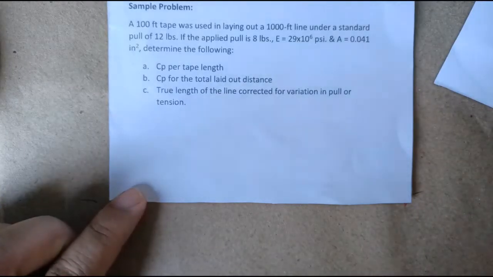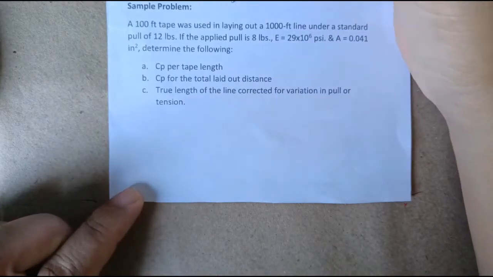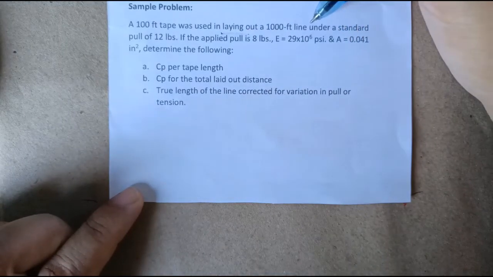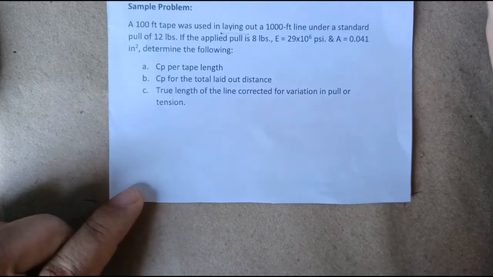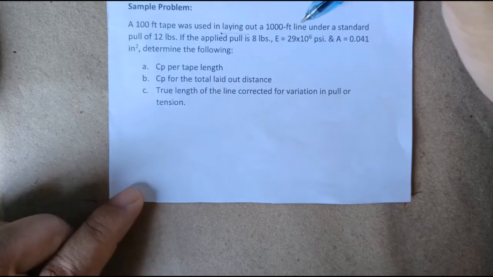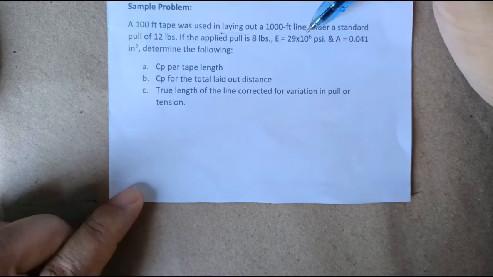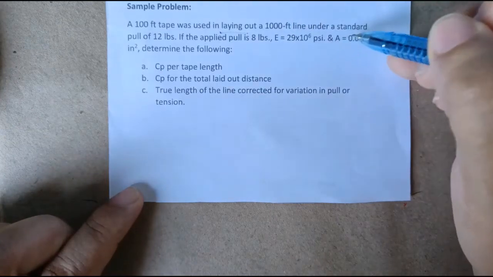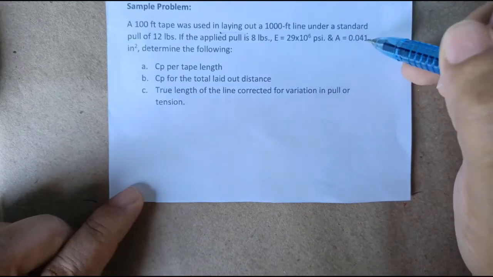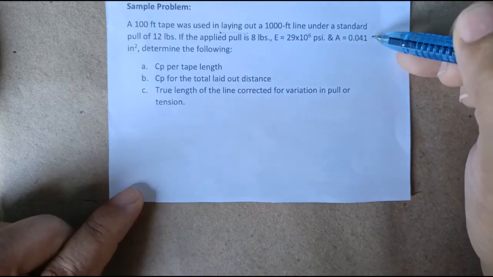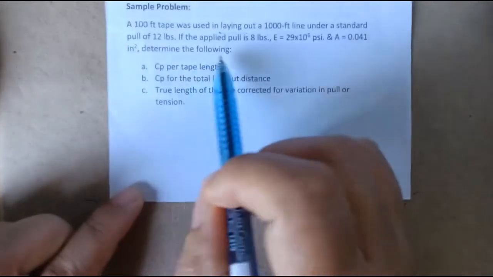Okay, another problem. A 100 feet tape was used in laying out a 1000 feet line under a standard pull of 12 pounds. If the applied pull is 8 pounds, modulus of elasticity E is 29 times 10 to the 6th power pounds per square inch, and A, or the cross-sectional area of the tape, is 0.041 square inch. Determine the following.